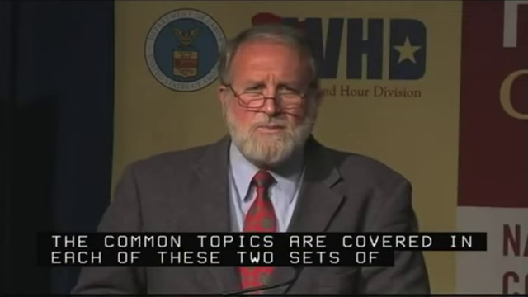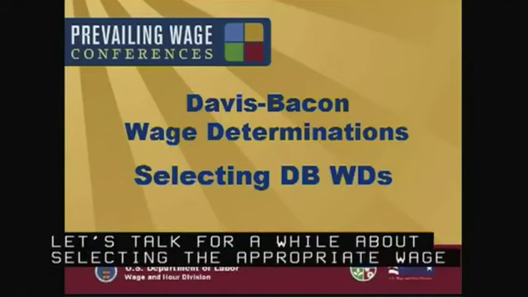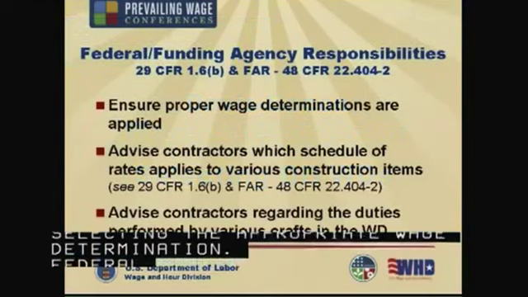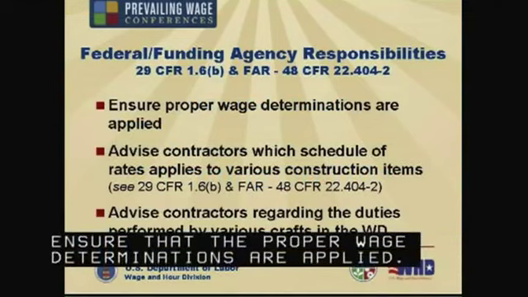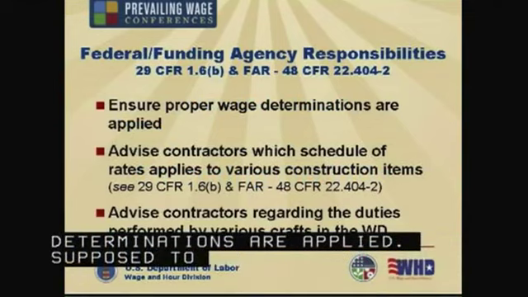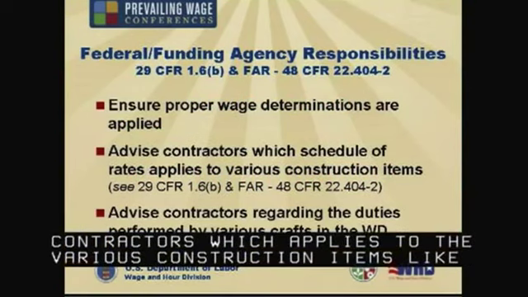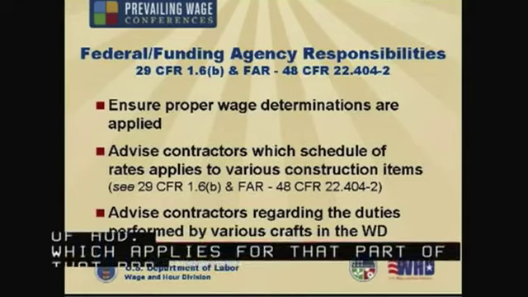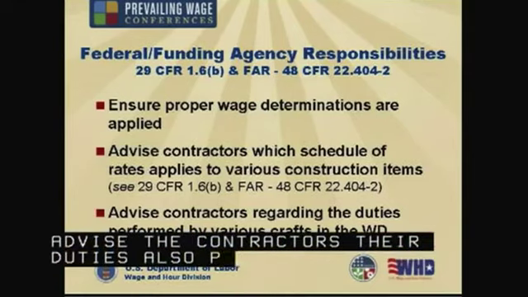Let's talk for a while about selecting the appropriate wage determination. Federal agencies are required to ensure that the proper wage determinations are applied, and are supposed to also advise contractors which schedule of rates applies to the various construction items, like Jade was talking about in the example of HUD. Which schedule applies for which part of that project or that job. Advise the contractors of their duties also that are performed by various crafts in the wage determination.